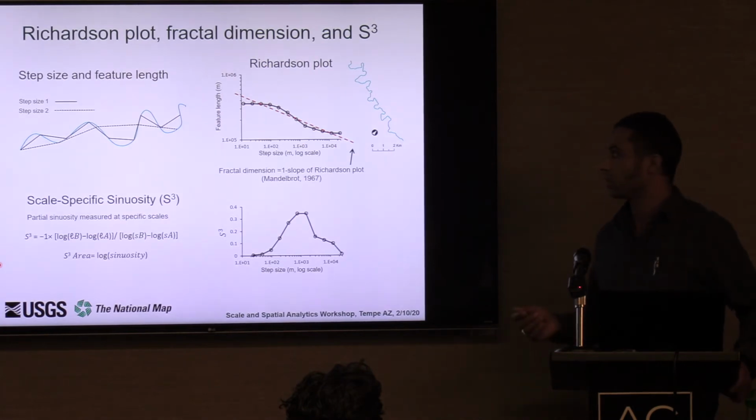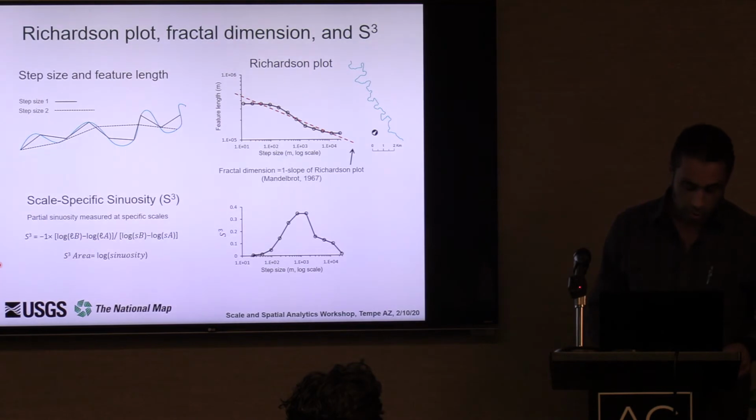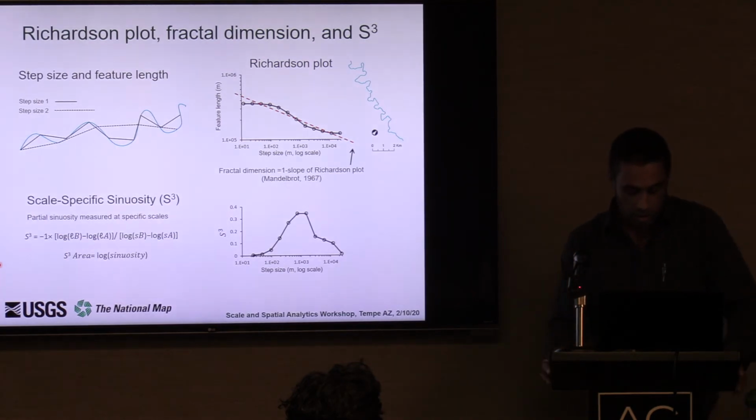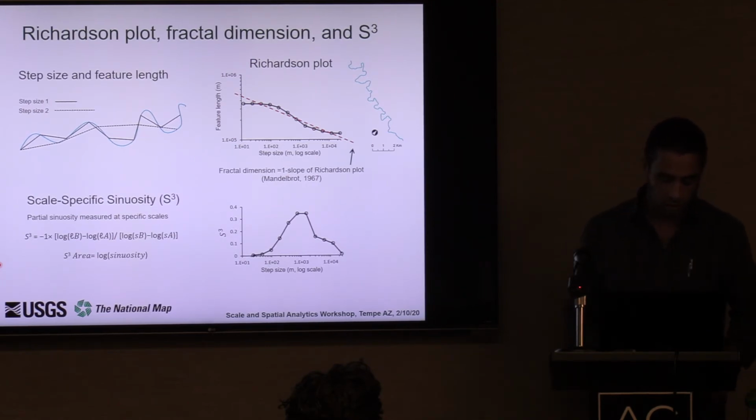So we are looking at scale-specific sinuosity, and this is a partial sinuosity metric, S3, defined as -1 times the slope of the Richardson plot at individual step sizes. Also, the area under the S3 curve is equal to the log of sinuosity, which can be shown with some derivation, and therefore the metric characterizes the relative complexity and preserves the original sinuosity metric. I'm reading because I have the tendency to dwell on slides and would not make the time.